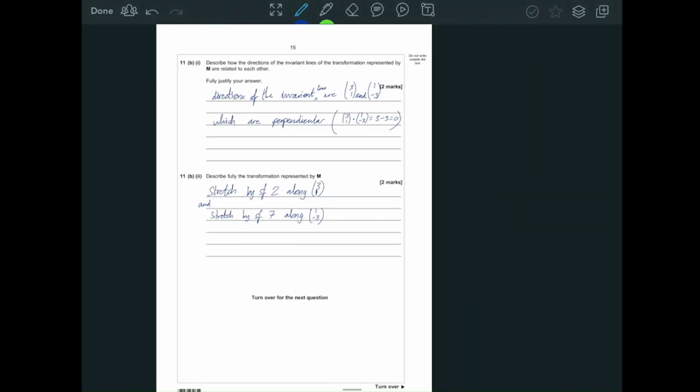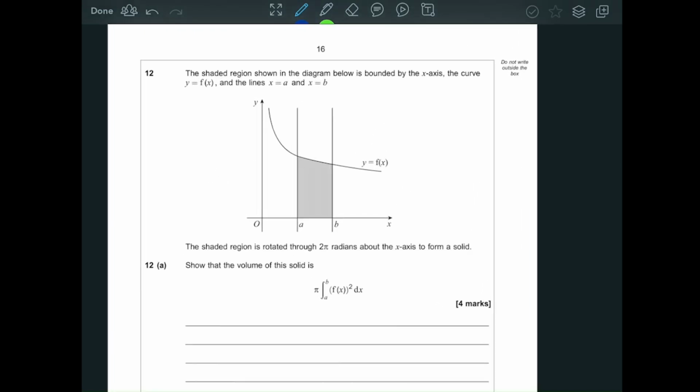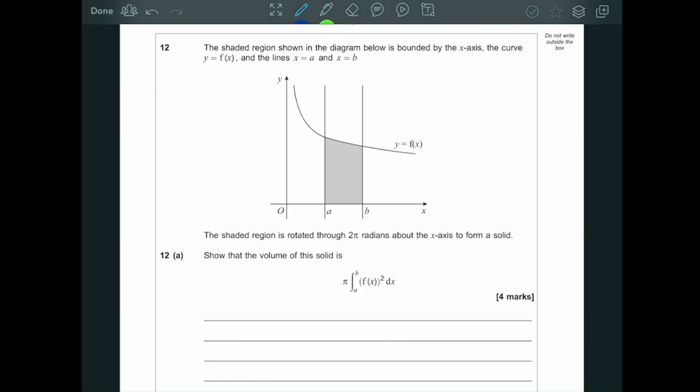Quite a sneaky question to help you build towards that. Question 12. The shaded region is bound by the x-axis, the curve, and f of x. The shaded region is rotated 2 pi. Show that the volume of this solid is given by... So this is asking you to do that derivation to create the volume of revolution equation.